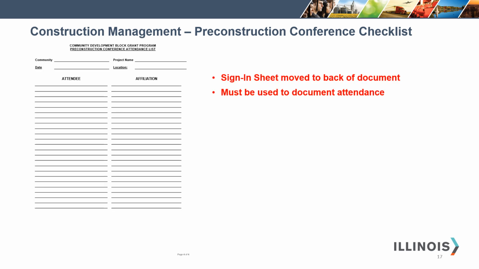The last page of the pre-construction conference checklist is actually the sign-in sheet. This sign-in sheet, which is part of the pre-construction conference checklist, must be used. No other forms will be allowed. The sign-in sheet was moved to the back of the document.